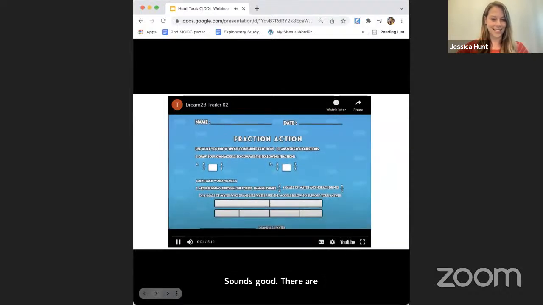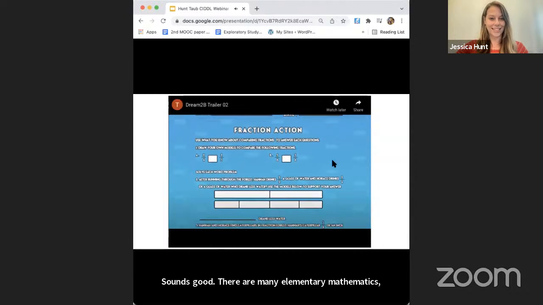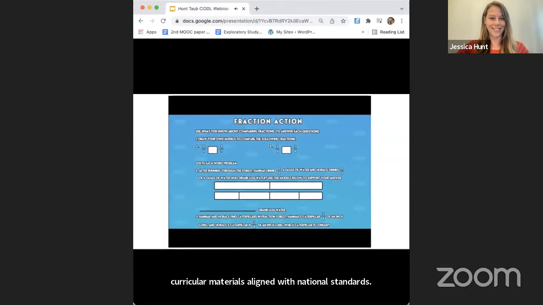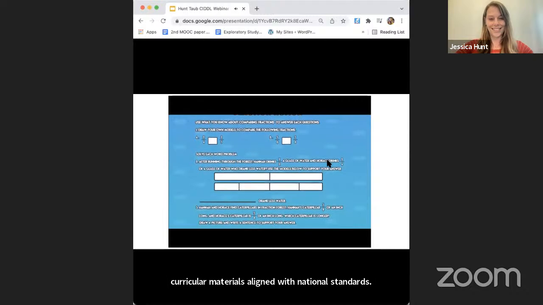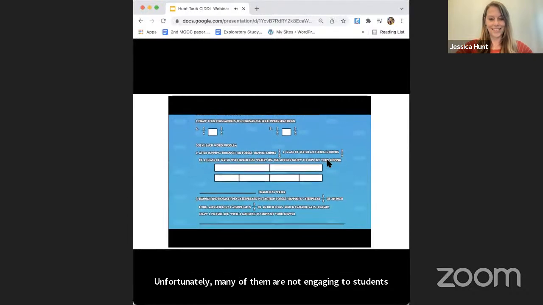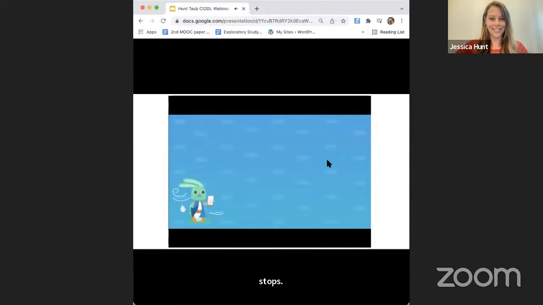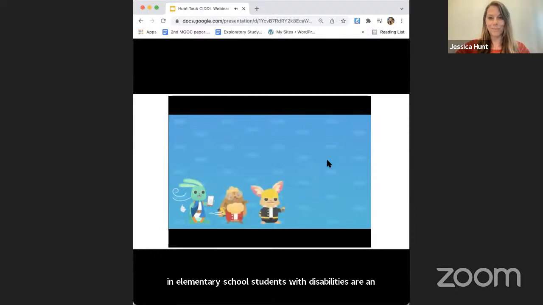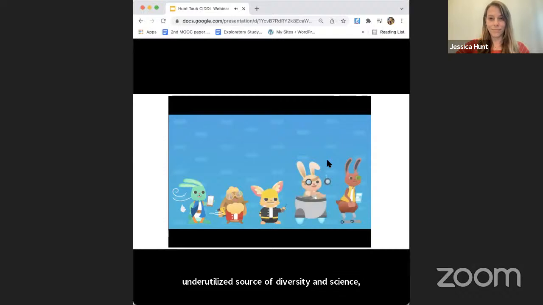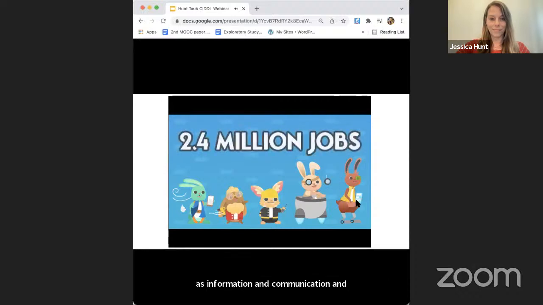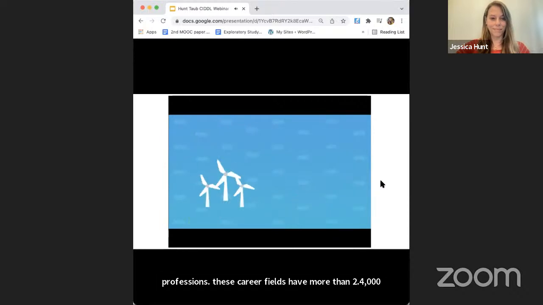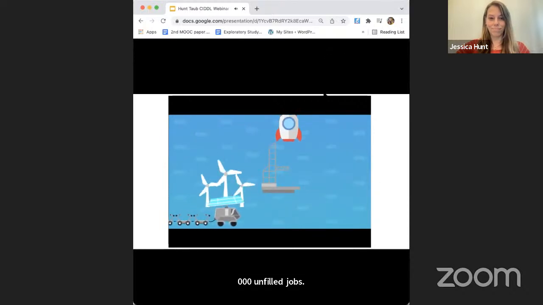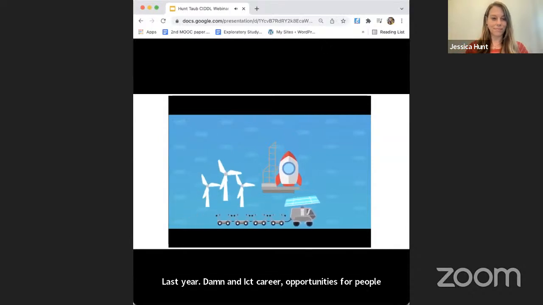There are many elementary mathematics curricular materials aligned with national standards. Unfortunately, many of them are not engaging to students. Perhaps you remember the joy of completing fraction worksheets in elementary school. Students with disabilities are an underutilized source of diversity in science, technology, engineering, and mathematics careers, as well as information and communication technology professions. These career fields had more than 2.4 million unfilled jobs last year.